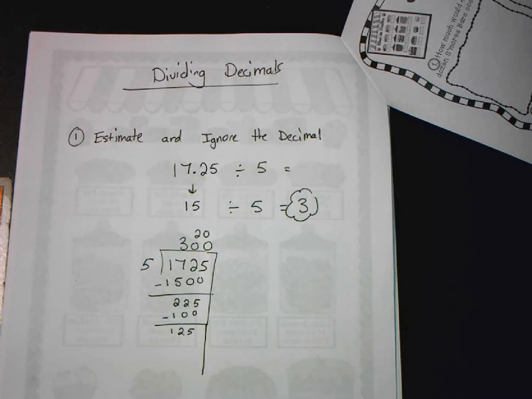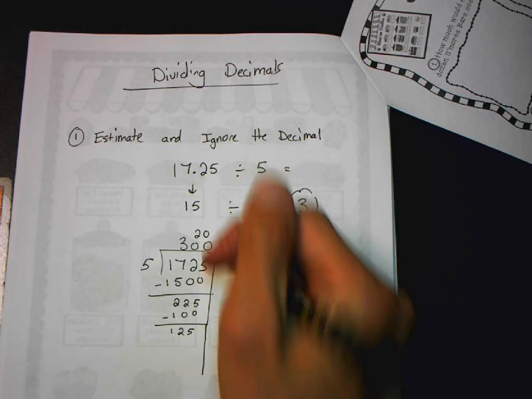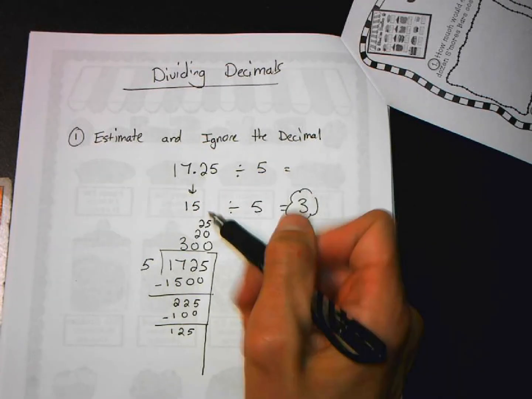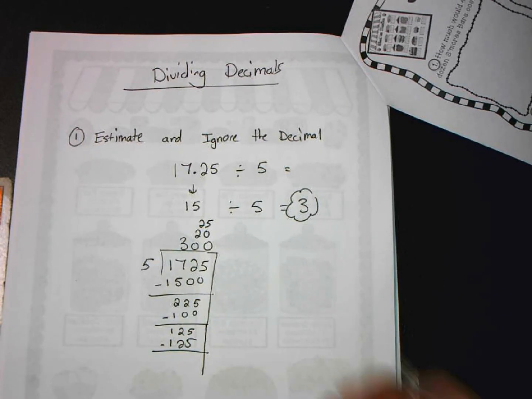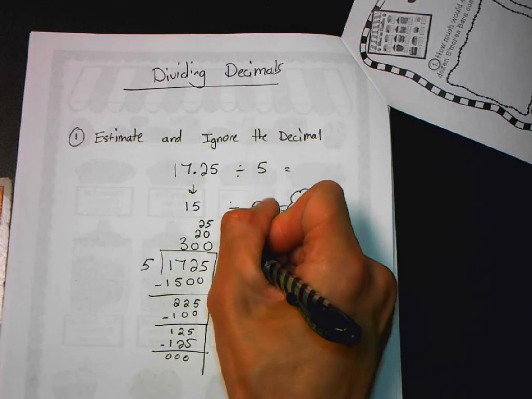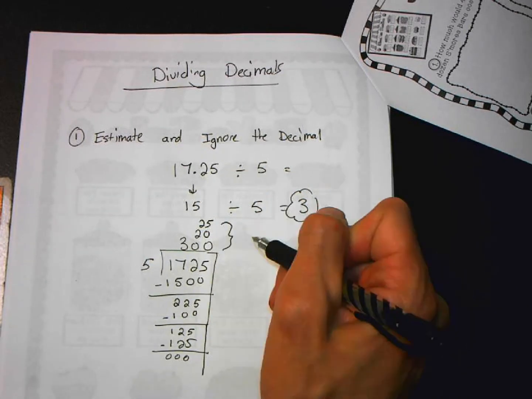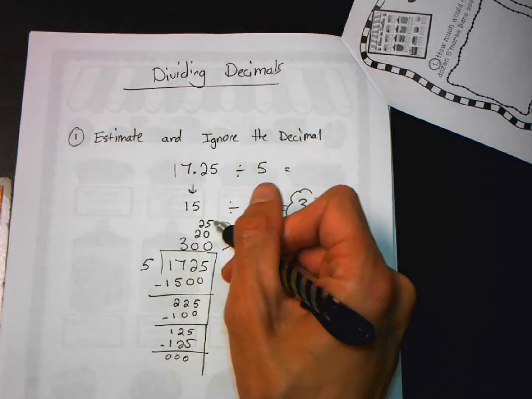So I've got to figure out a way to get 5 groups of something equals 125. I already know that 5 times 20 is 100. And I'm really good at multiples of 5, and I know 5 times 5 is 25. So I'm going to use 25, because 25 times 5 is 125. So subtract your 125. You got nothing left over. And your answer is just all these partial quotients added together. So 320, 340, 345.